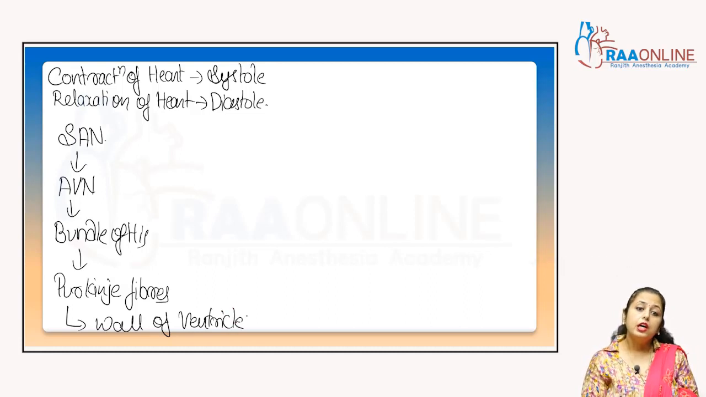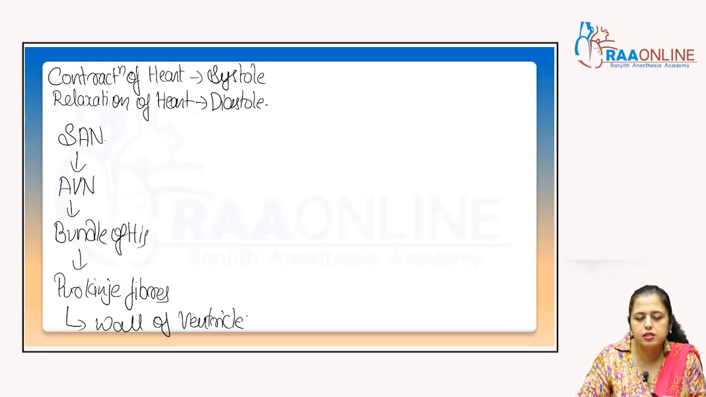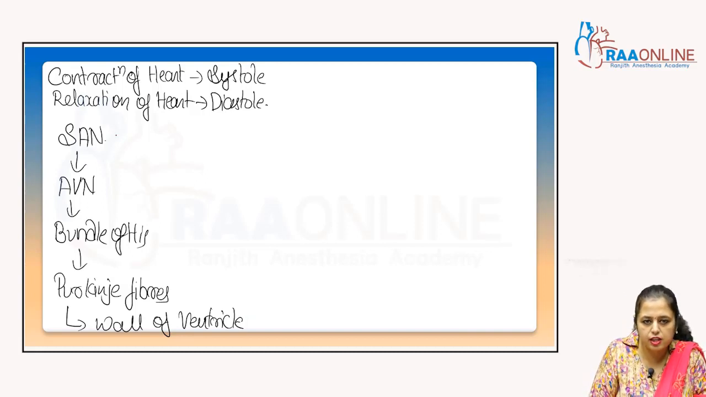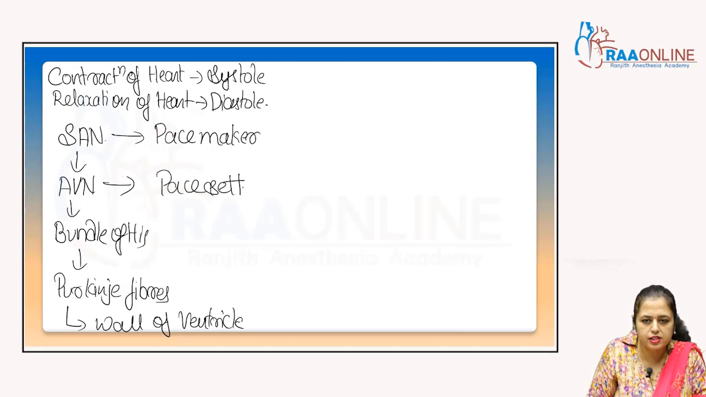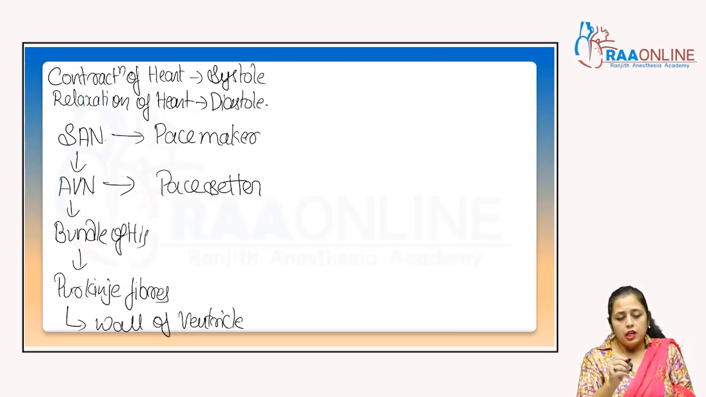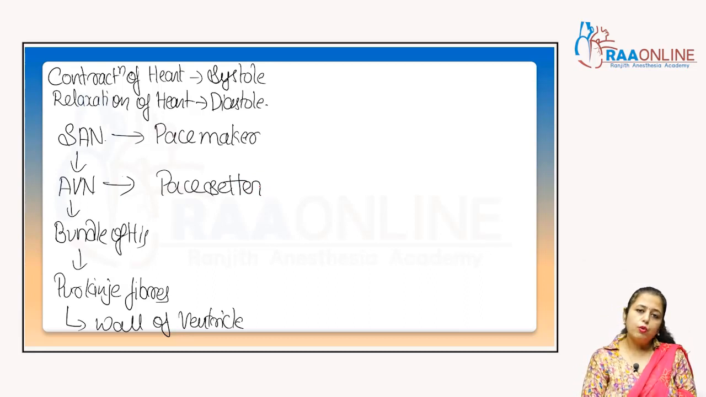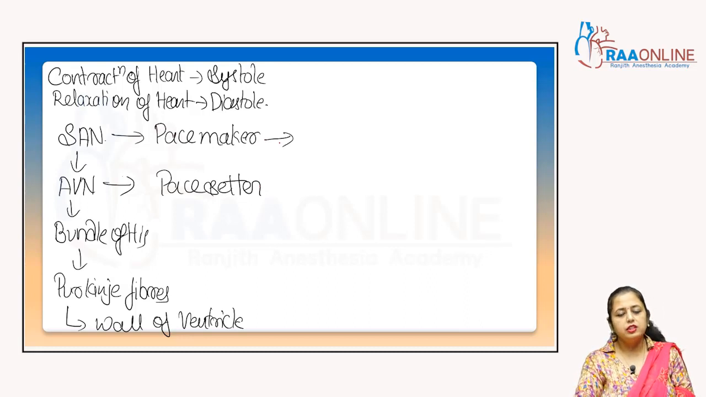Clear? This is the path of the transmission of the impulse, which is induced by the SA node. That's why the SA node is called the pacemaker, because it makes the heartbeat. AV node is called the pace setter, right? Clear? If the SA node gets injured or damaged, in that case we will implant the artificial pacemaker, right?